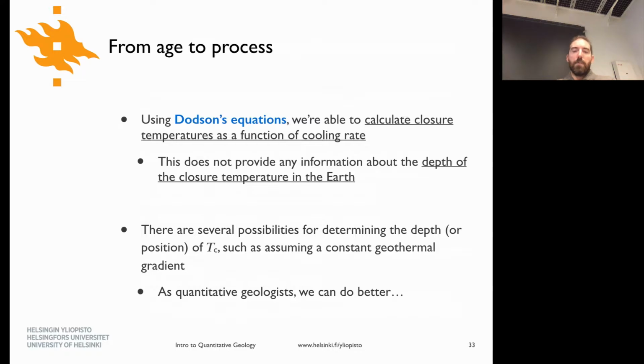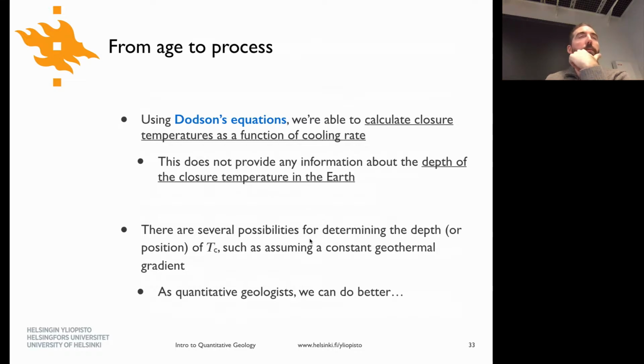Yeah, so a couple more things here. Let me see. I think this is kind of our last main slide. So the main point of using this Dodson's method is just to allow us to figure out what the closure temperature is and then try to relate that to some kind of geological process. And there's a few different ways in which you can do that.